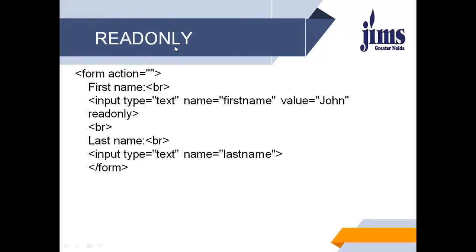There is one more attribute, read only. You just have to mention read only. Input type equal to text, name equal to first name, value John, read only. If you have mentioned read only, the user cannot change it. You can only read this value. You can disable also. You can disable any particular field. Here you are disabling this text box whose name is first name, so this will be disabled. You have mentioned disabled.